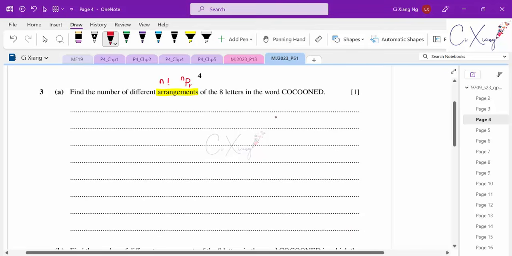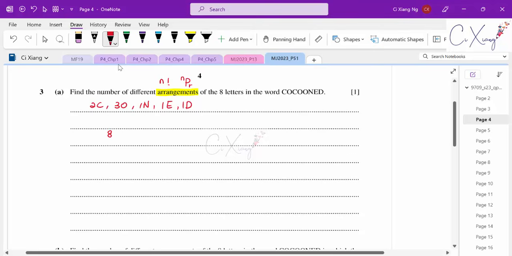We have 8 letters here in the word COCOONED. Before we arrange all the letters, we have a look at how many identical letters we have. We have 2 C, 3 O, 1 N, 1 E, and 1 D. For this question, it wants to find the different arrangements for these 8 letters only. So we have 8 letters in total.